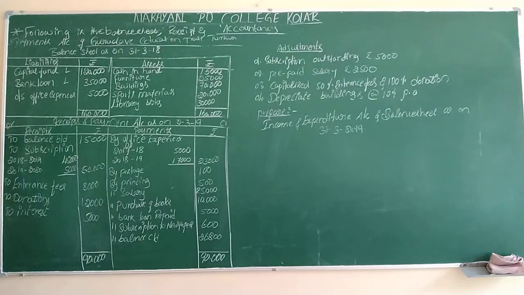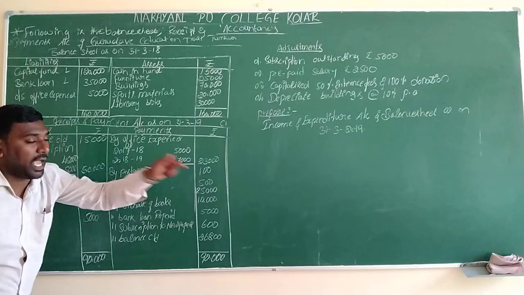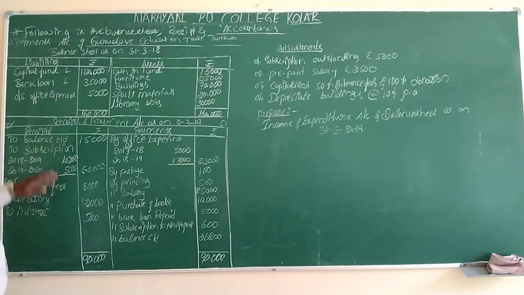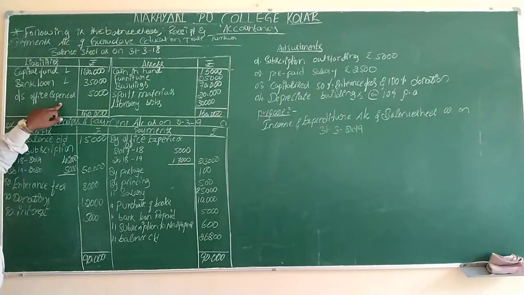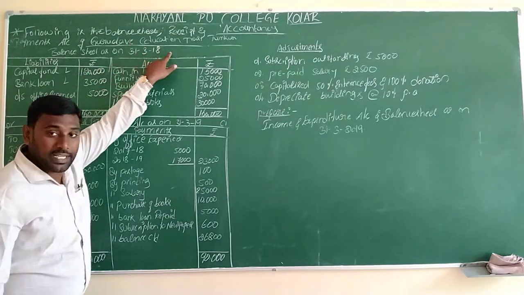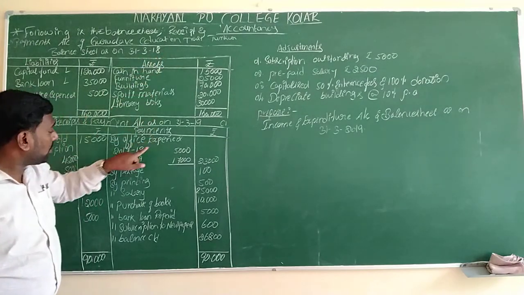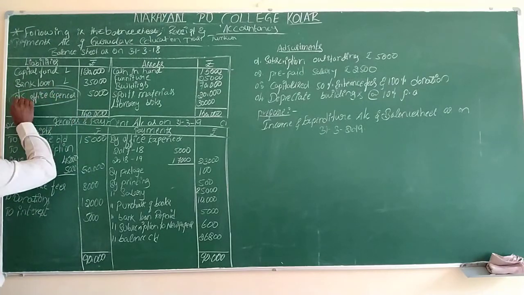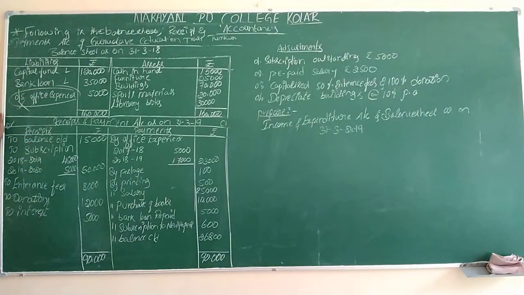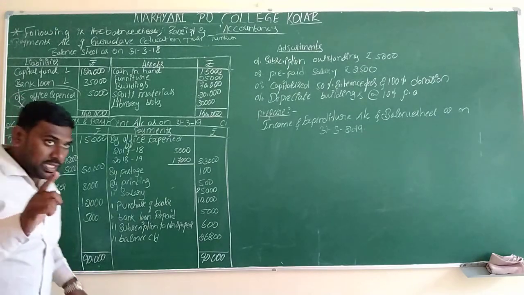Office expenses. Here office expenses is given. If the expenses are carried forward to the next year, we won't consider them. If they are not carried forward, we should consider them. But here, 17 and 18 is the past year, so the past year value again has to be carried forward. So this value is going to be ignored. We won't consider it, because I already said that.